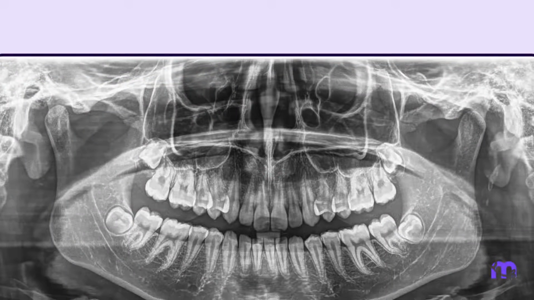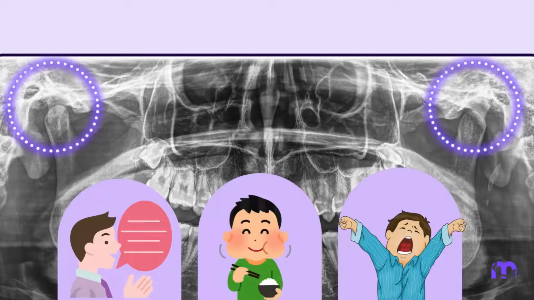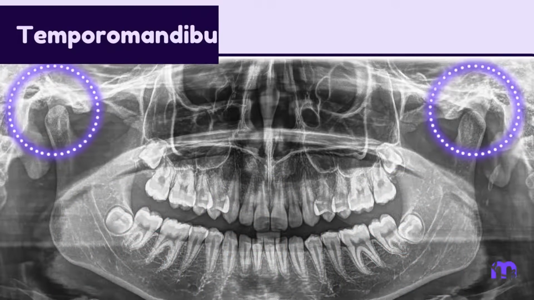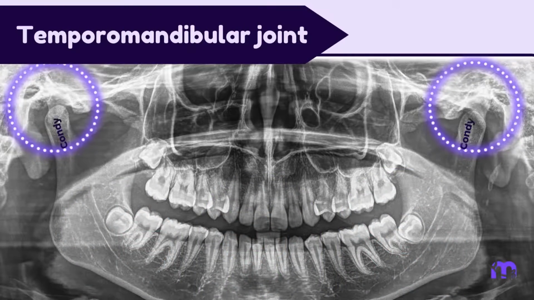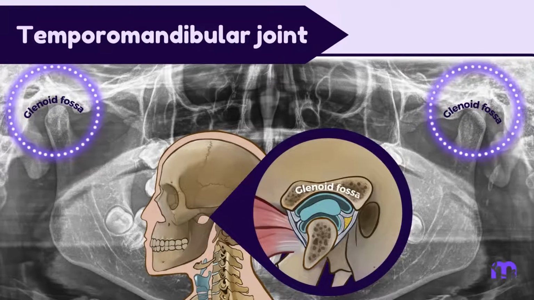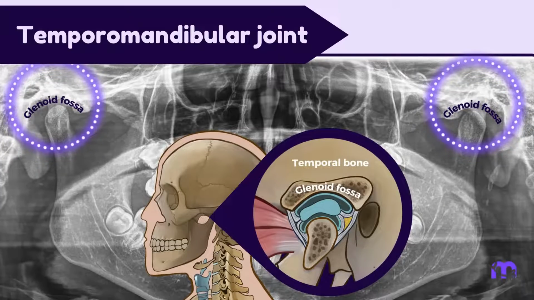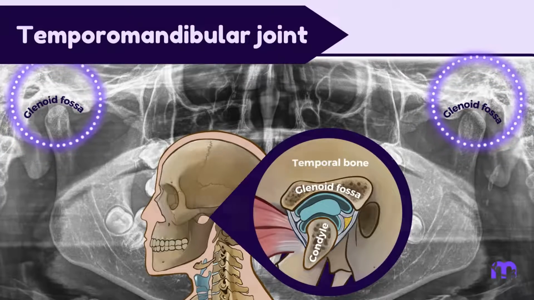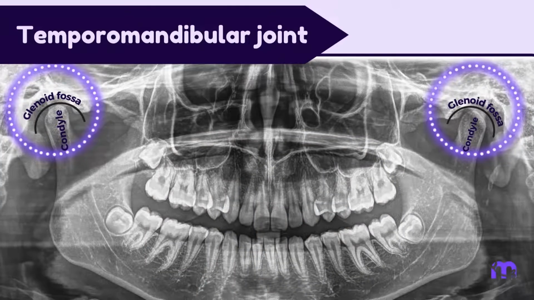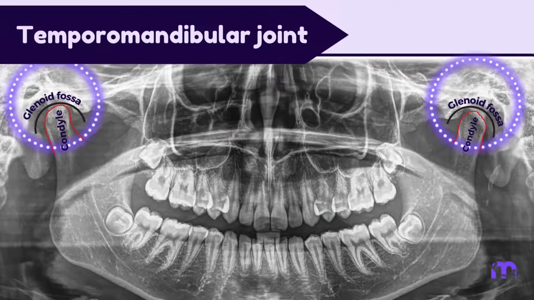Can you identify this joint that aids in speaking, chewing, and yawning? Yes, it is the temporomandibular joint, formed by the condyle of the mandible and the glenoid fossa. The glenoid, or the mandibular fossa, is a concave depression in the temporal bone, where the mandibular condyle rests. It appears as a concave radio opacity positioned superior to the mandibular condyle on the radiograph.